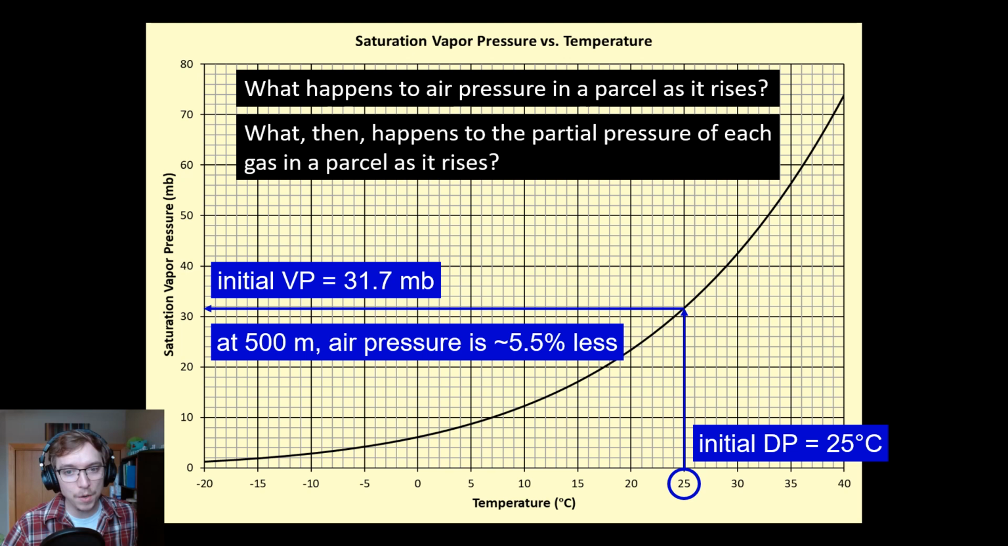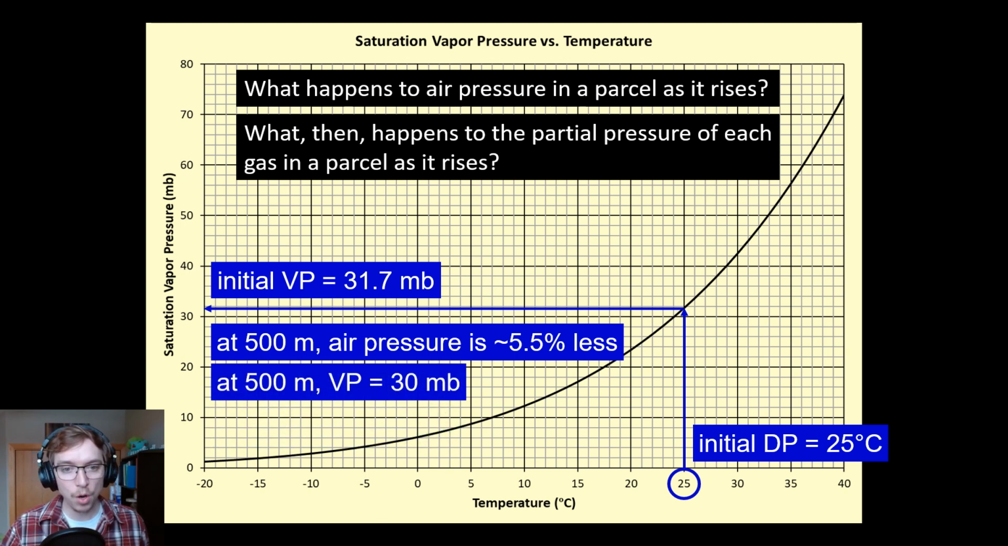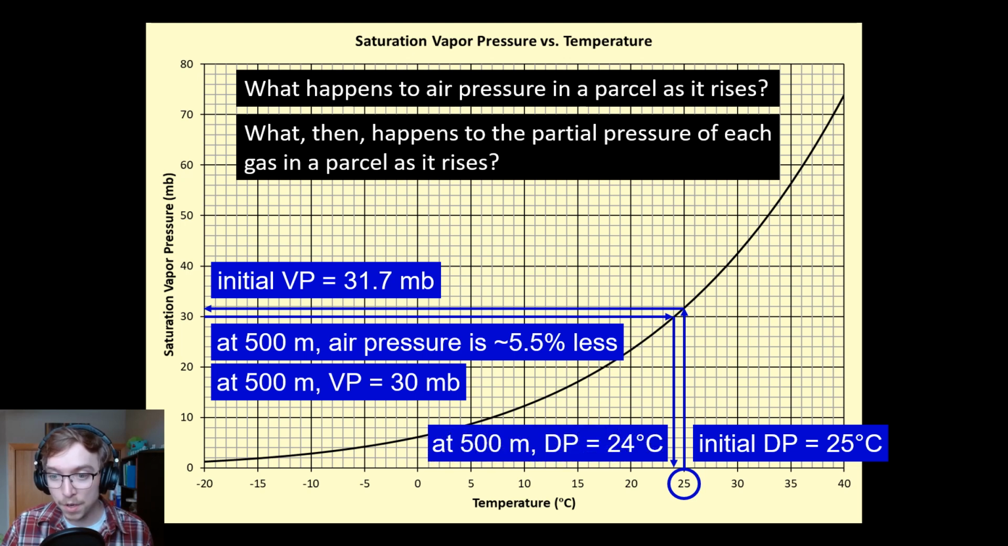At 500 meters, air pressure is 5.5% less than it was at the surface. So our initial vapor pressure might have been 31.7 millibars, but at 500 meters, we're taking 5.5% off of that, and we have 30 millibars. So we lose 1.7 millibars. So we can see here, by the time we get up to 500 meters, our dew point is 24 degrees Celsius. So that, again, we will hold as kind of a constant rate.